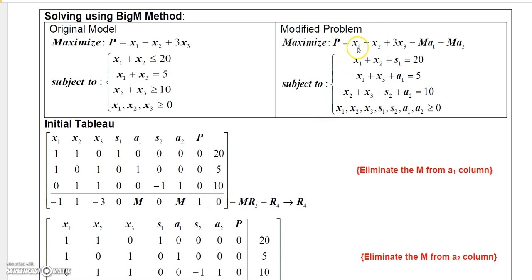And then remember, you have to move these terms to the other side of the equal sign to get the last equation. So if I move x1 over, that'll give me minus 1x1. And if I move minus x2 to the other side, that'll give me plus 1x2. And if I move 3x3 to the other side, I'll get minus 3x3. And then when I move my minus Ma1 over, that'll give me a positive M for the coefficient of a1. And my minus Ma2, when I move it across the equal sign, it'll give me a positive Ma2. And then, of course, I'll have the 1 for 1P and then 0.